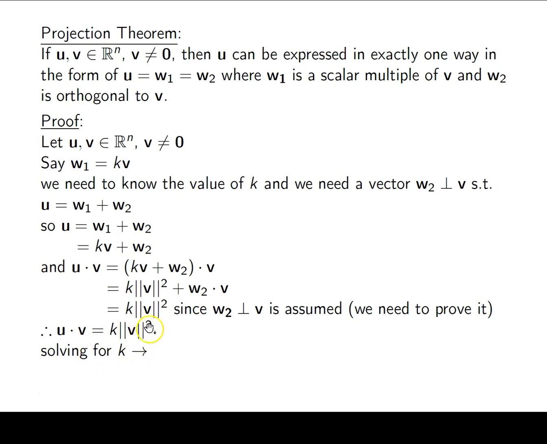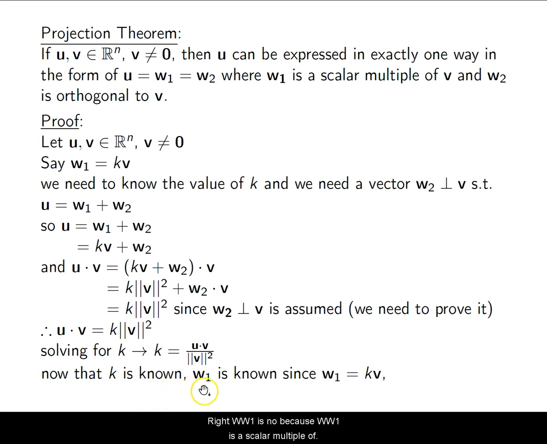Solving for K, I just divide both sides by the norm squared, and I have the dot product of u and v divided by the norm squared of v. Okay, so that is the constant. Remember, the dot product is a constant and your norm is a constant, so the norm squared is also a constant. A constant over a constant is a constant, so K is a constant. Now that K is known, W1 is known, because W1 is a scalar multiple of v, and that scalar multiple is now this dot product over the norm squared.